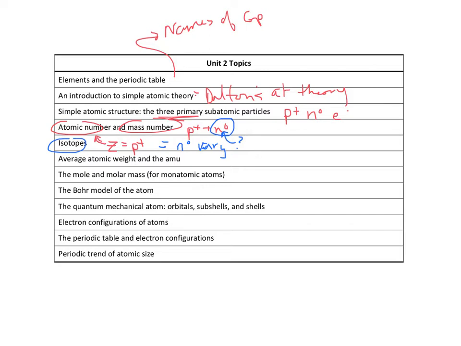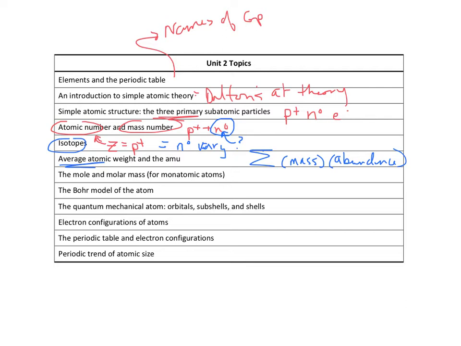Average atomic weight, that was actually one of the problems. I'm not sure if it's on your final. It's been a year since I looked at your final. But remember how you came up with average atomic weight? By summing for each isotope. There's this little formula where sigma means sum: the mass of the isotope times its fractional abundance, and you added them all up.